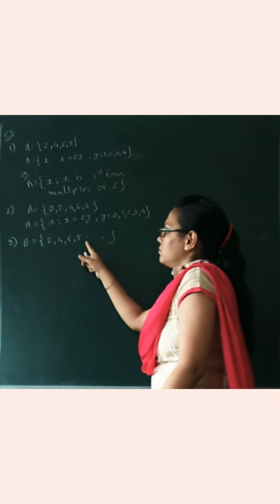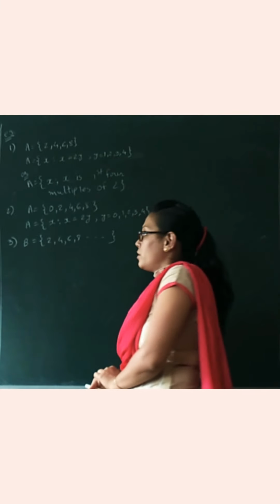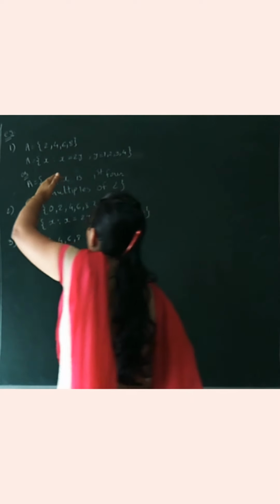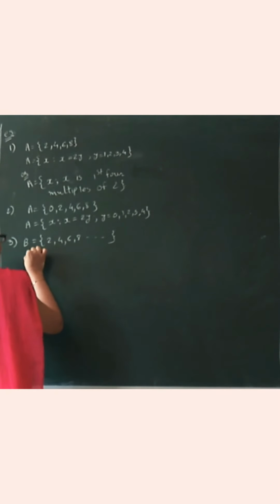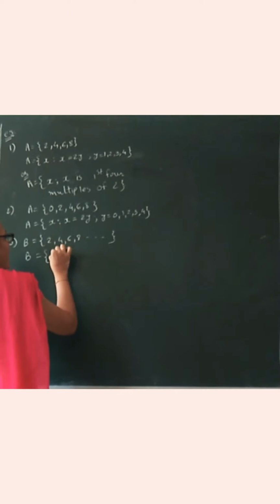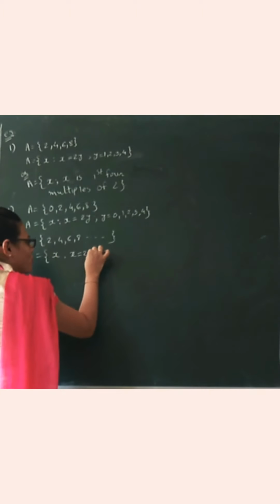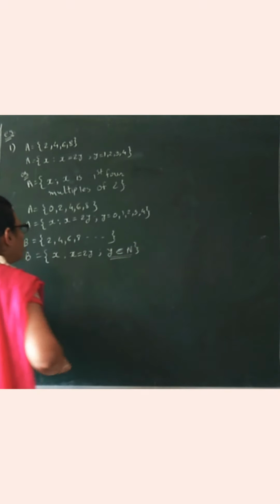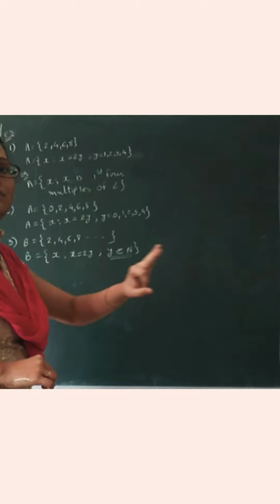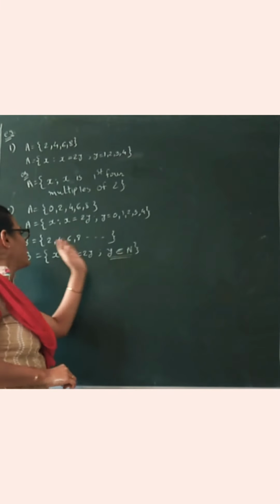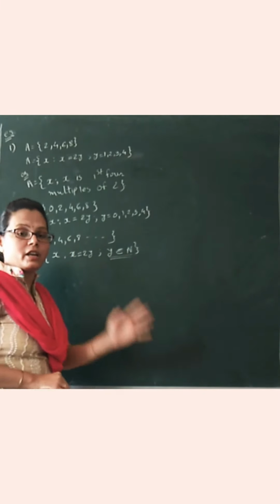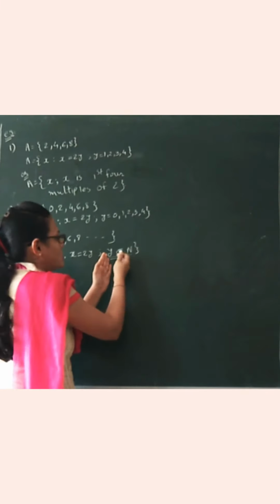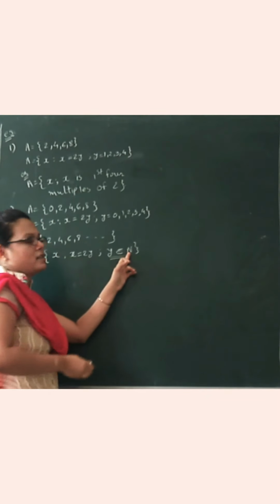This is your listing method, roster form or tabular form. Now if I want to write it in a property method, I have one of them, that is here. I can write B is equal to {x where x is equal to 2y, where y belongs to N}. Why? Because I know that natural numbers are only in N. I am taking only positive even numbers. That's why I am writing here that value of y belongs to N.